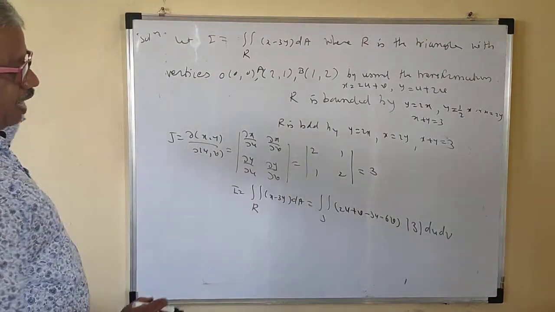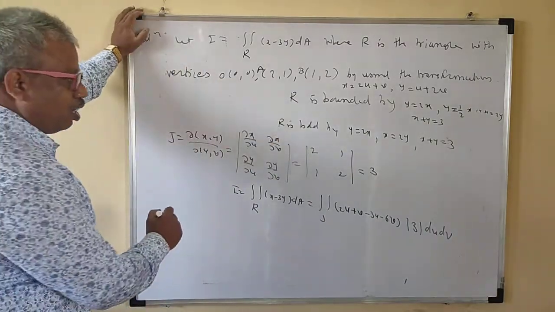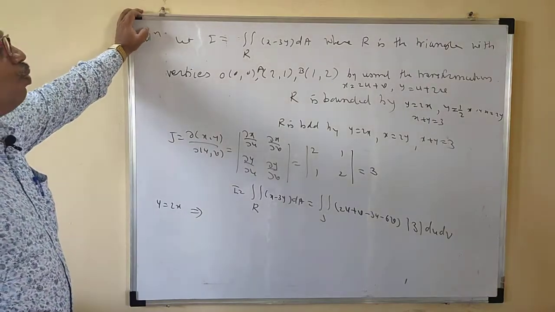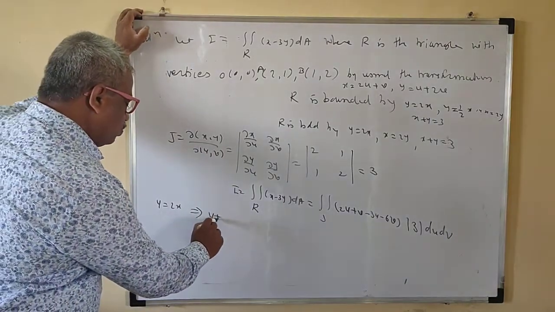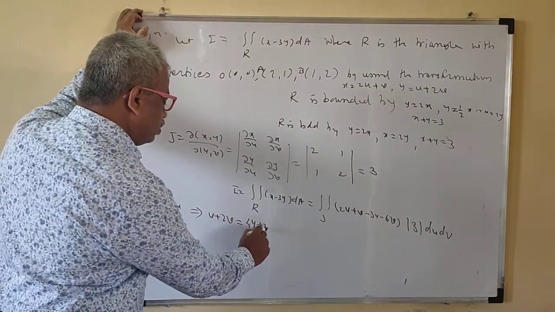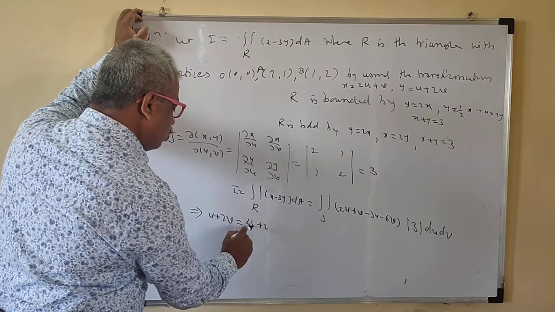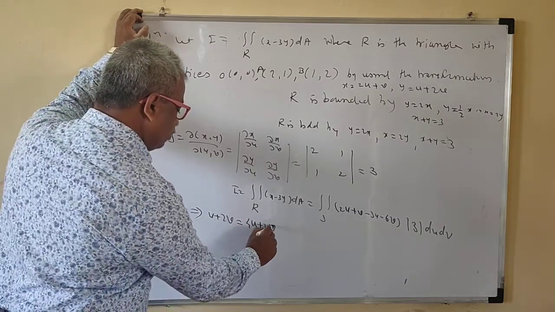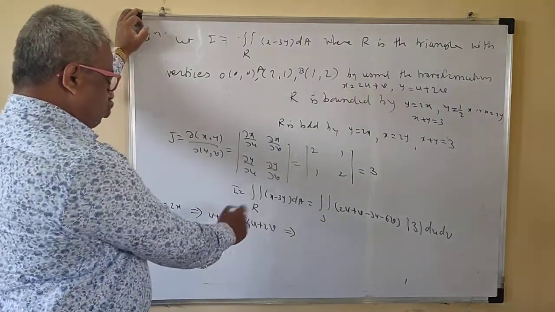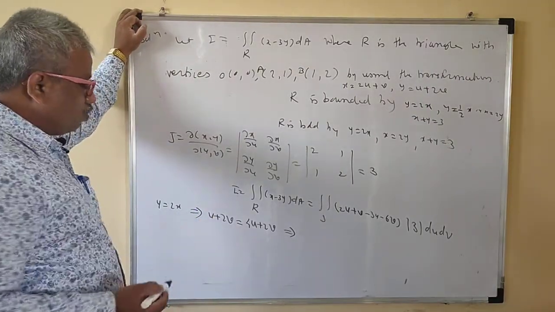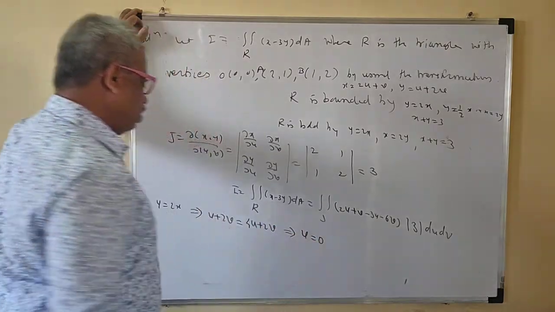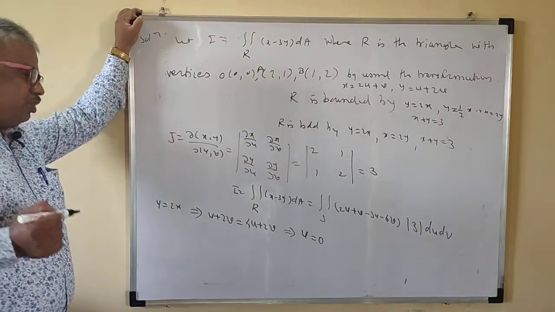Okay. So now your R is bounded by y is equal to twice x. Okay. So y is equal to twice x implies that, we'll put the value of y now. U plus twice v is equal to twice x, so this is 4u plus twice v. What does this imply? So we'll shift, 2v gets cancelled. So u is equal to 4u minus... 3u is equal to 0. So that means u is equal to 0. Right? 3u is equal to 0 means u is equal to 0.